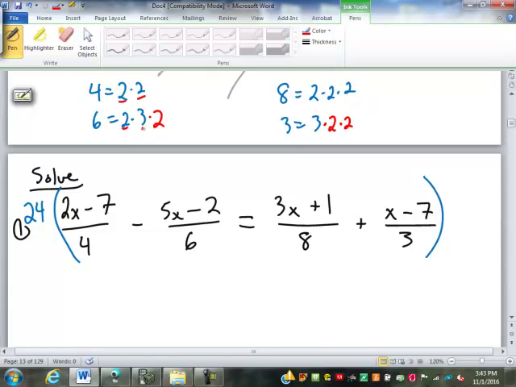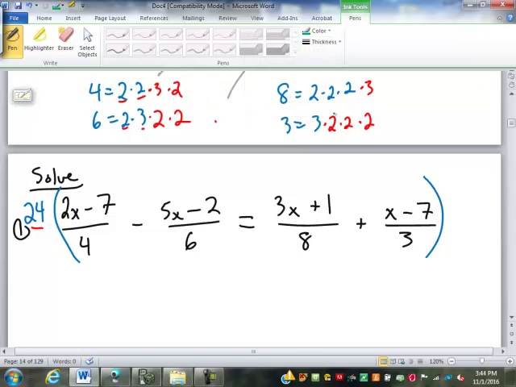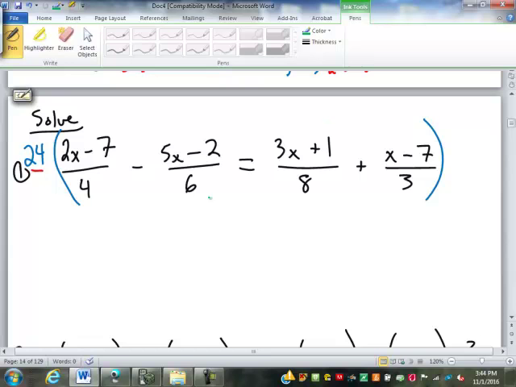This one has a 3, so we need to make sure they all have a 3. Well, that one needs a 3. This one needs a 3. The 8 actually has 3 2s, so we need to go back and add a third 2 to all the others. Now they all have 3 2s and a 3. So 2 times 2 times 2 is 8, times 3 is 24. So that's how we get the 24. So 24 is the common denominator for 4, 6, 8, and 3.